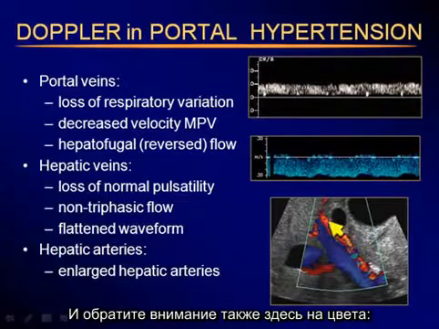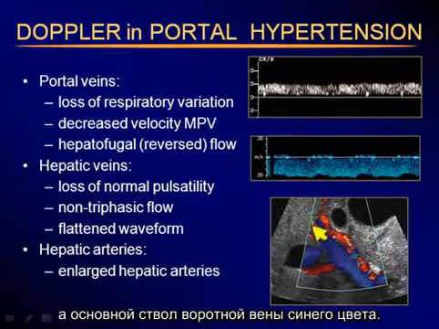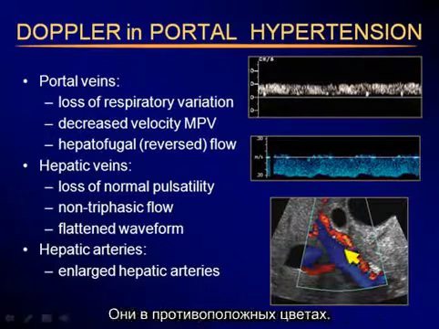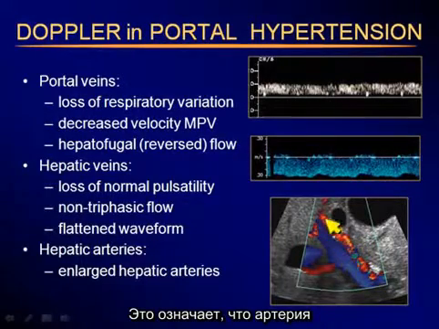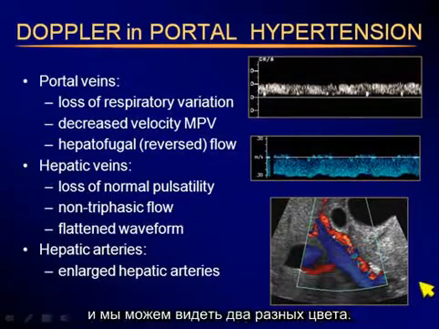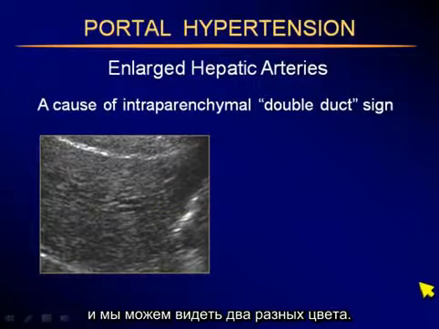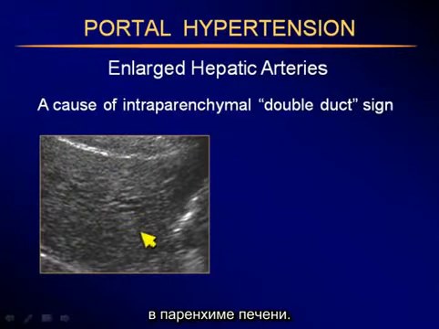And also notice here on this color image, the hepatic artery is red, the main portal vein is blue. They're opposite colors. The artery and portal vein should be the same color. This means that the artery is going towards the liver and the vein now has hepatofugal flow. So we can see that as two different colors. You can also see enlarged hepatic arteries in the parenchyma of the liver.